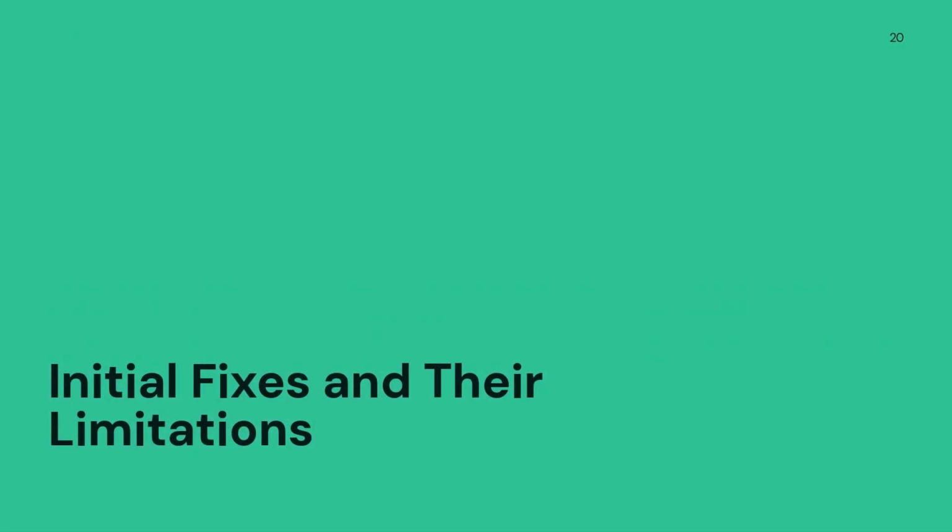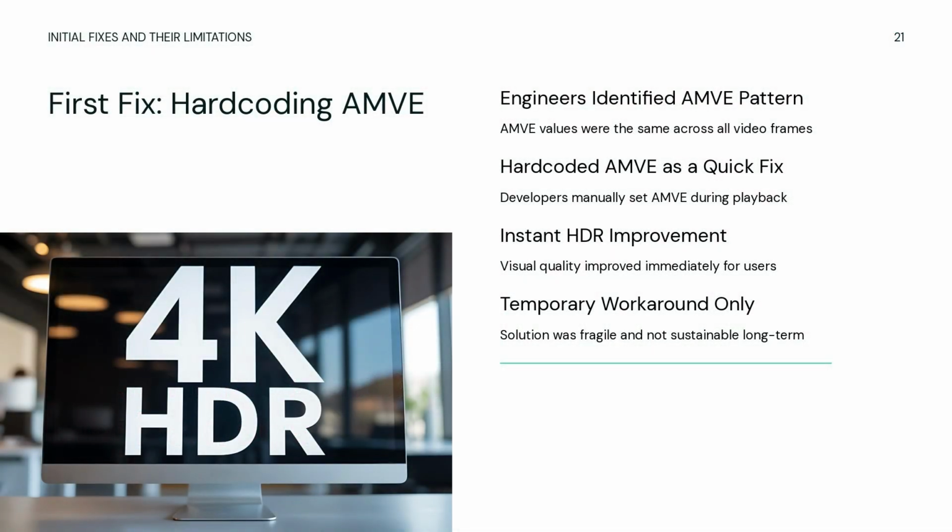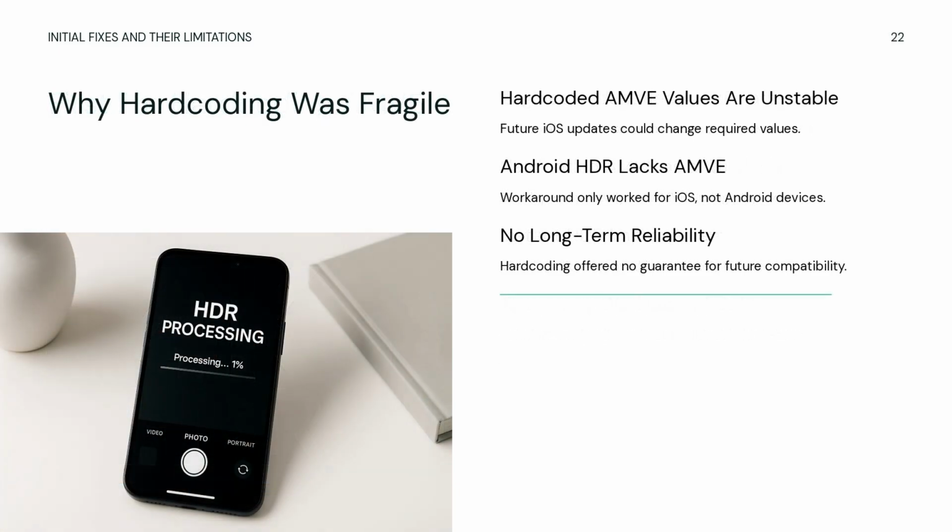Engineers began testing quick fixes to improve HDR playback. Engineers noticed AMVE values were consistent across frames. They hard-coded those values during playback. HDR visuals improved immediately. But this was only a temporary workaround. Hard-coding metadata is fragile. Future operating system updates could break the fix. Android devices do not support AMVE. This solution could not scale.